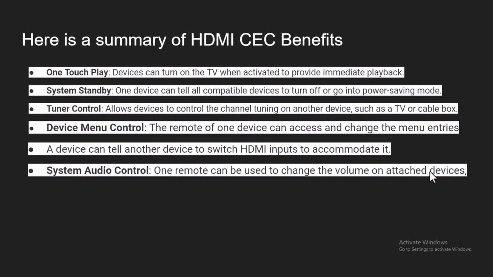Device menu control. The remote of one device can access or change the menu entries of another. A device can tell another device to switch HDMI inputs to accommodate it. In other words, they communicate on the same system. And lastly, system audio control. One remote can be used to change the volume on the attached devices.